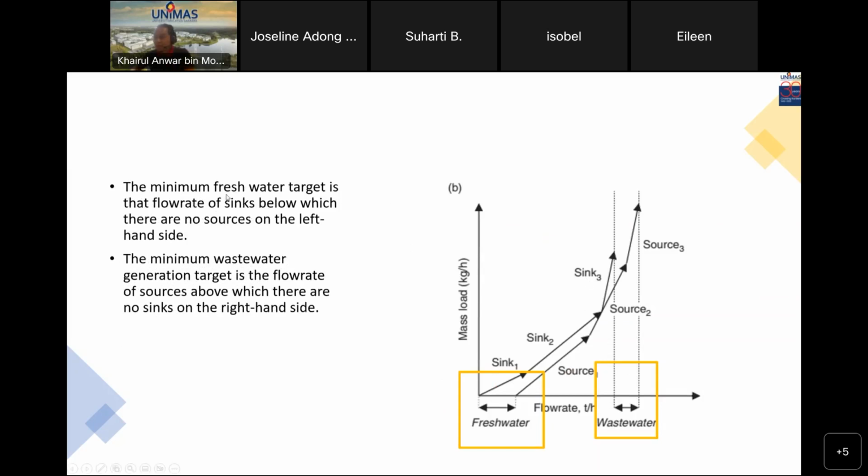The minimum freshwater target is that flow rate of sink below which there are no sources on the left hand side. The minimum wastewater generation target is the flow rate of sources above which there are no sink on the right hand side.